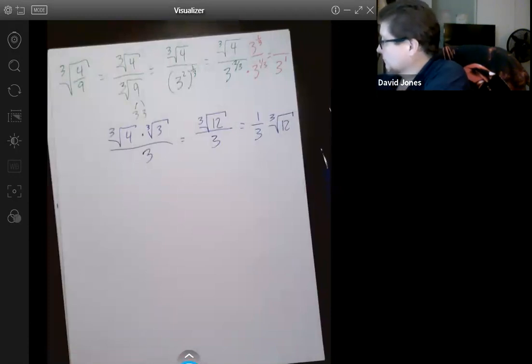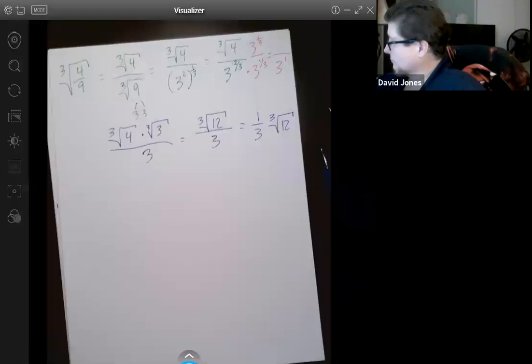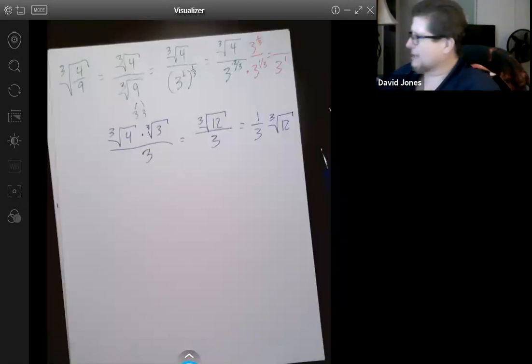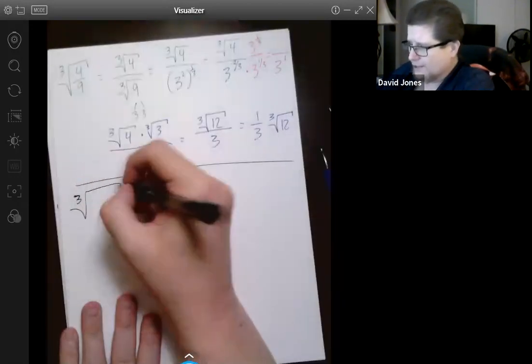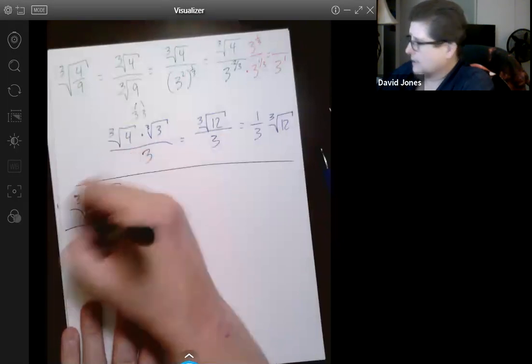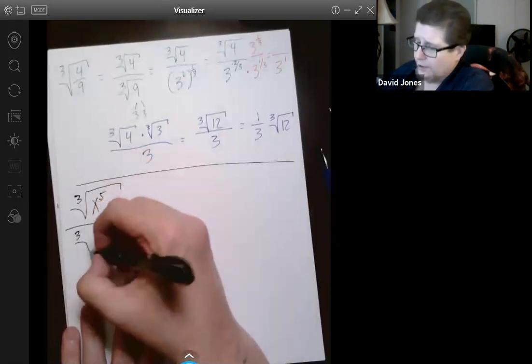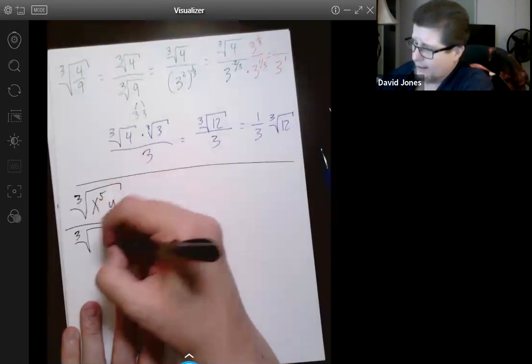All right. Let's see, what else can I give you to bake your noodle some? Well, it gets more complicated. Let's up our game. Cube root of, let's do x to the 5th y divided by cube root of x squared y to the 5th.